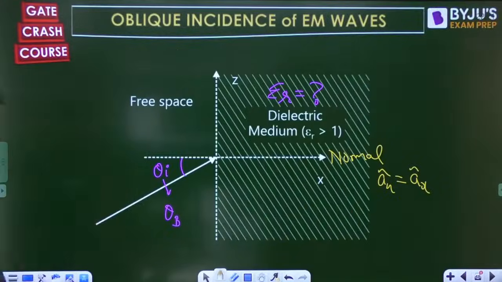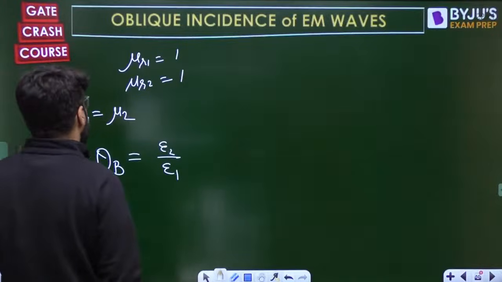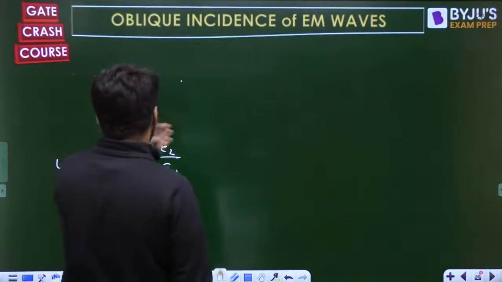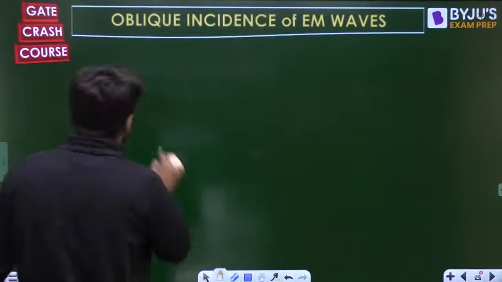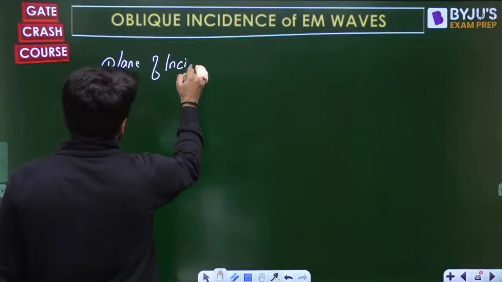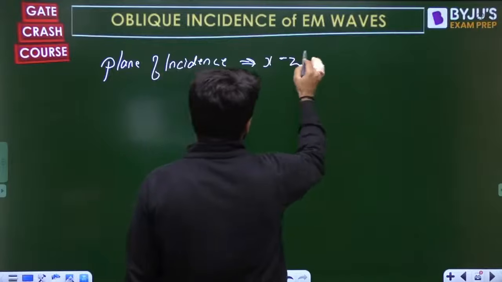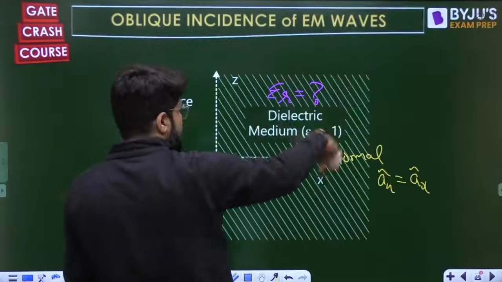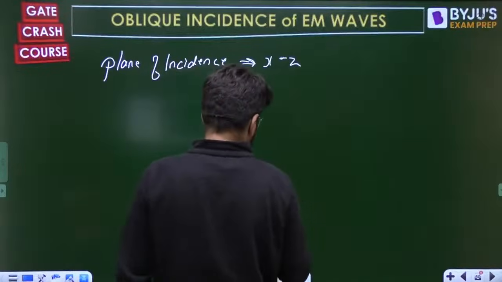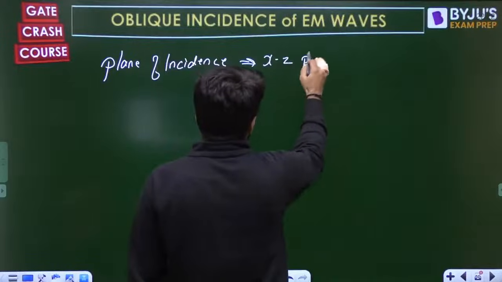Okay, one more thing we can see here. What is the plane of incidence? XZ. What is the plane of incidence? Let me mention that point first of all. Clear observation, because in the last question we drew the diagram. Here it is given that the plane of incidence is XZ.